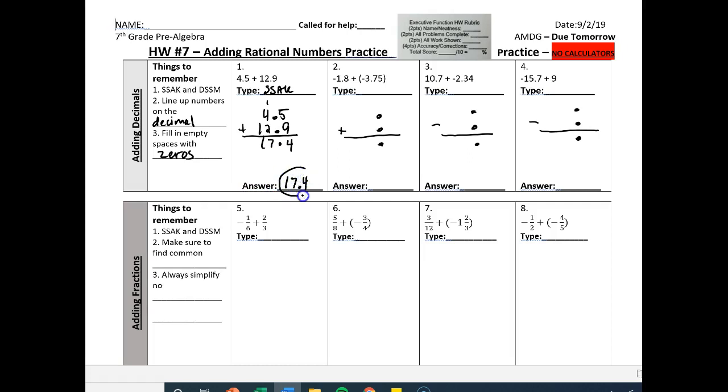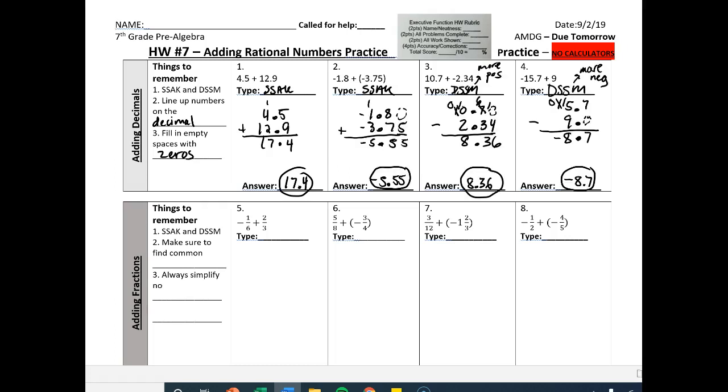You guys have graph paper, so it should be a little bit easier to line everything up, one number in each box, all right? So here are the answers for 2, 3, and 4. You'll notice in 3 and 4, it is super important that if you say different signs, subtract more, you have to put the one that has more up at the top so you can do the proper subtraction. So notice 10.7, because there's more positives, one on top here. Notice the negative 15.7, because there were more negatives, one on top there. And then you got to remember to put the negative in your answer.